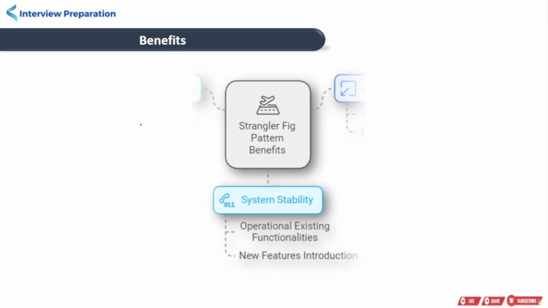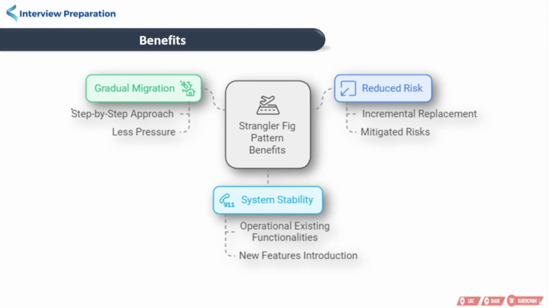What are the benefits of Strangler Fig pattern? The primary benefits of using this pattern include gradual migration, allowing a step-by-step approach, reducing the pressure of a complete system rewrite. It reduces the risk by incrementally replacing the components. Organizations can mitigate the risk associated with large-scale changes. And the last is system stability. It maintains the system stability during the transition, ensuring that existing functionalities remain operational while the new features are introduced.